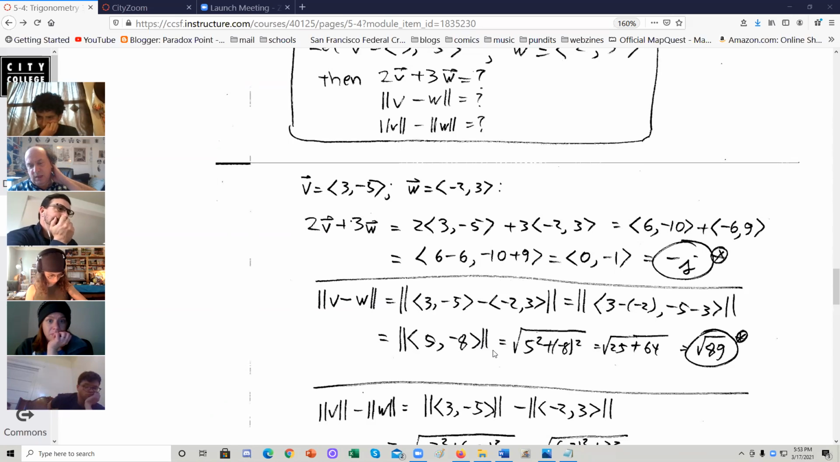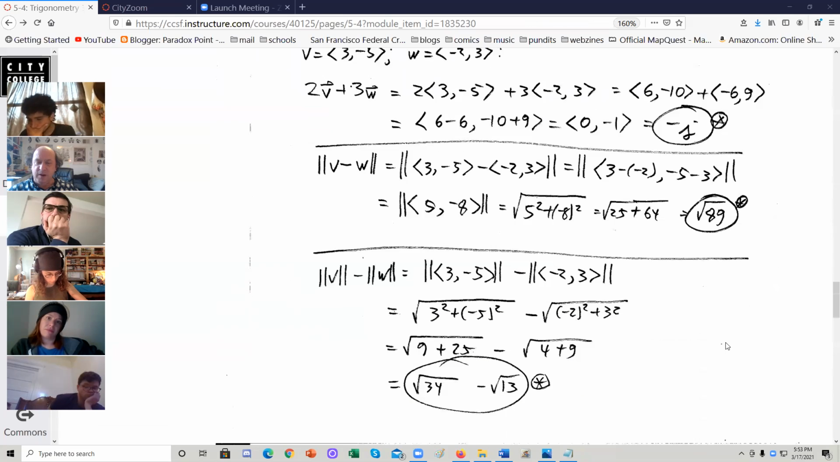Its length is the square root of the sum of squares: root of 5 squared plus (-8) squared. That's the square root of 25 plus 64, the square root of 89, and we're done. You can't go any further, I don't think. I think 89 is a prime, so you can't really take out any square factors.